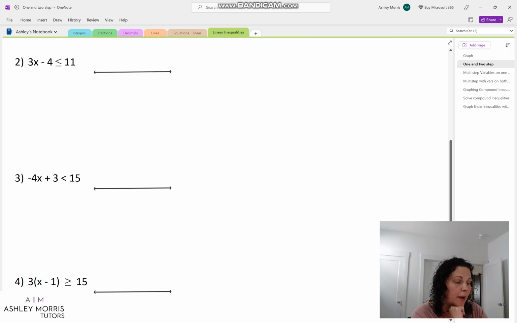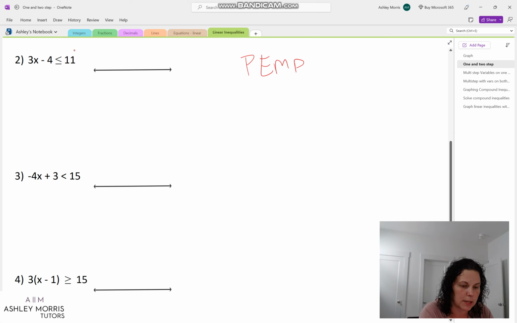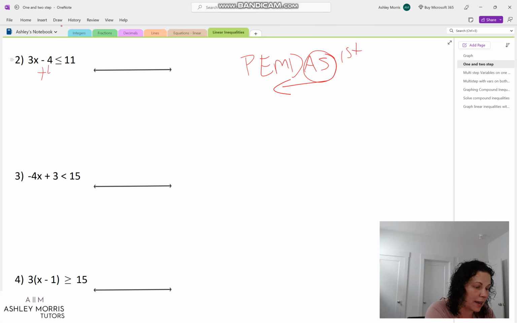Number 2, okay, undo order of operations. So we're undoing addition and subtraction before we undo multiplication and division. If you need to write your PEMDAS out to the side, that's a D in the middle, and then remember to go backwards. So we have to do this first. So we're going to add 4 to both sides. I didn't multiply or divide, so it doesn't matter about flipping the sign.